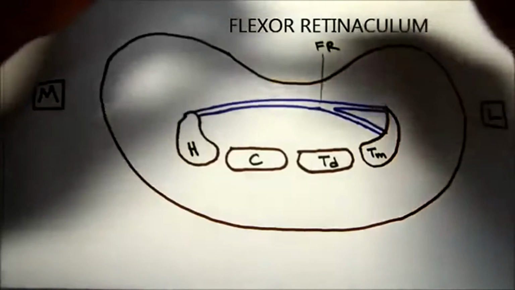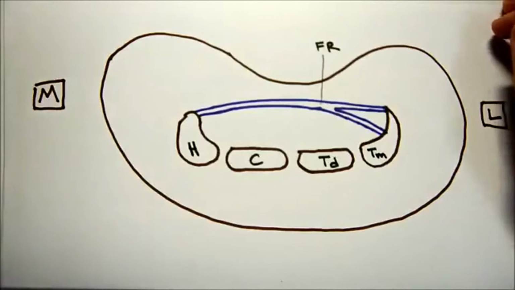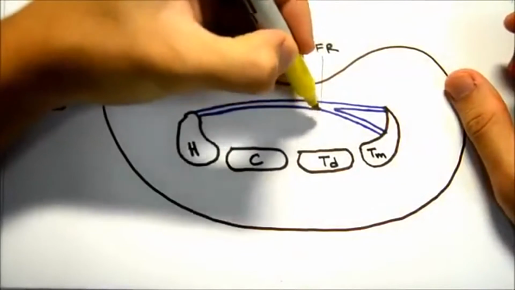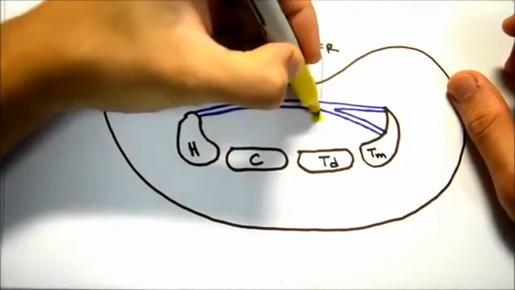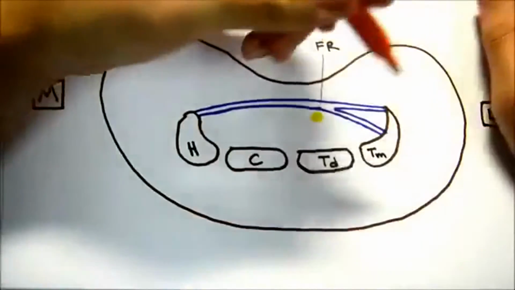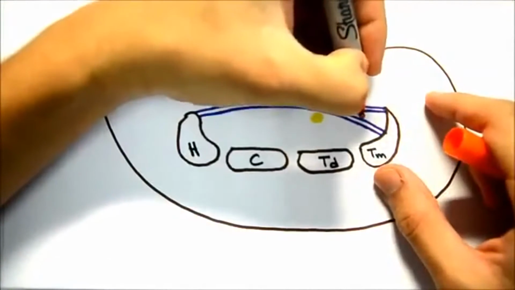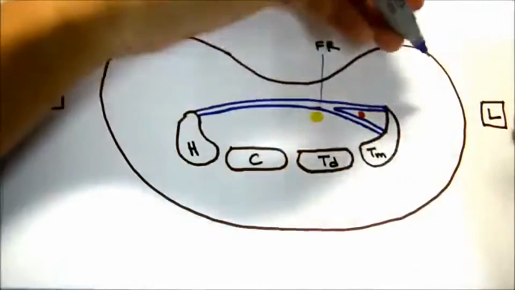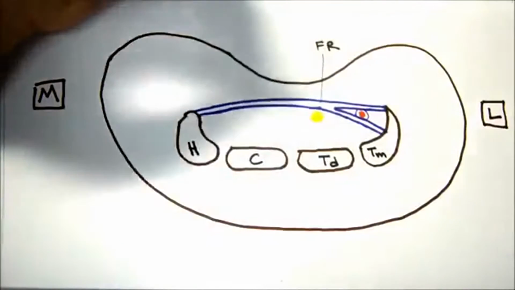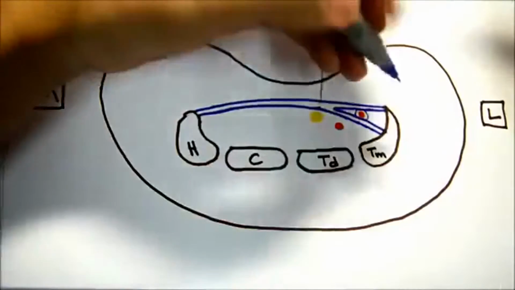Okay. Now that we've done the structures forming the carpal tunnel, we'll move on to the structures inside the carpal tunnel itself. The first structure is this one, represented by the yellow color, the median nerve. Next one is a muscle. This one, the flexor carpi radialis, along with its synovial sheath. Next one is the flexor pollicis longus, again with the synovial sheath.